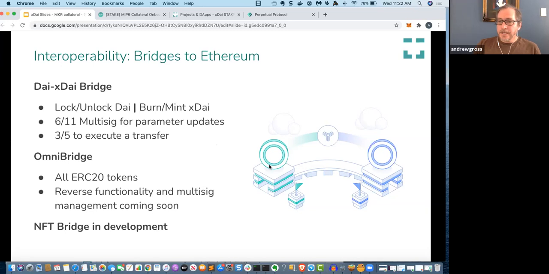And finally, we've got an NFT bridge that is nearing completion, which will also increase interoperability with ERC 721s between Ethereum and xDAI.